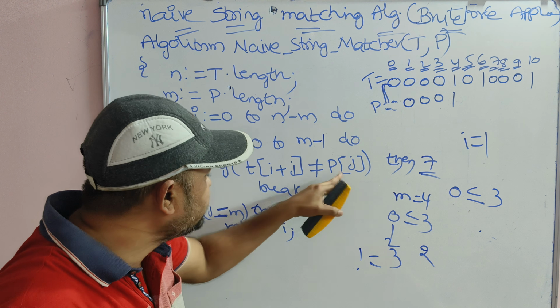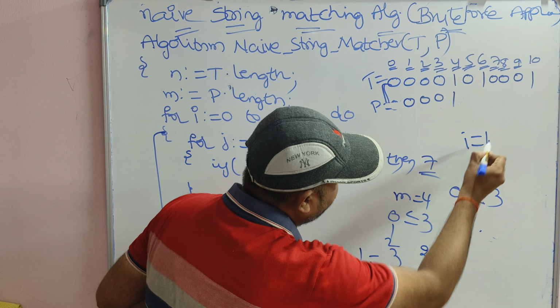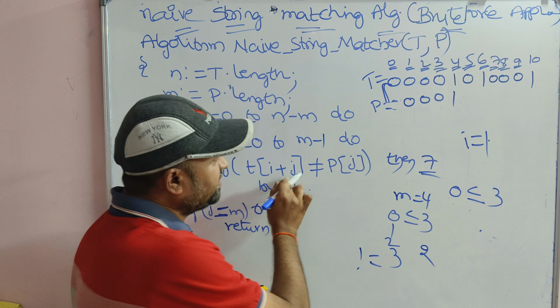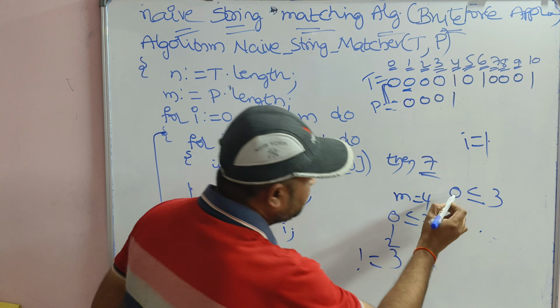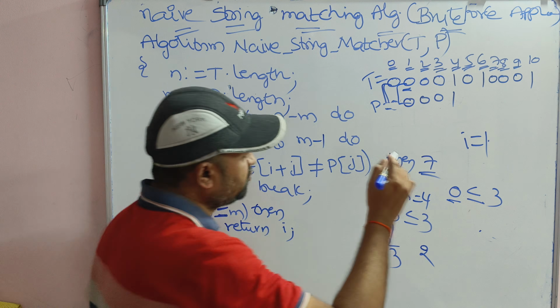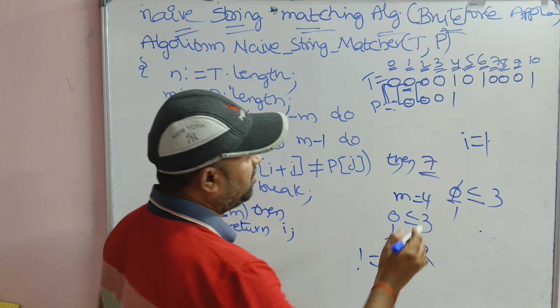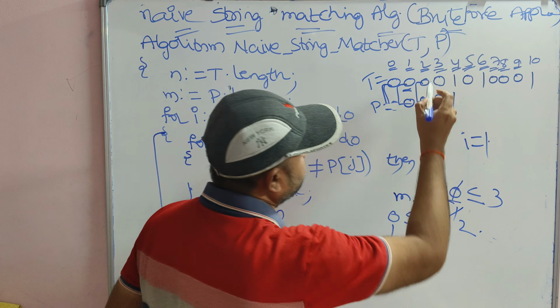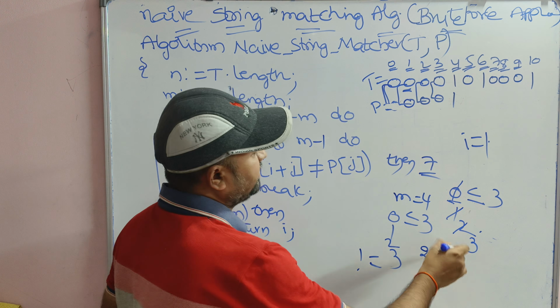So what will happen now? If t of i plus j is not equal to p of j. What is t of i plus j? 1 plus 0, 1 plus 0 means 1. So t of 1 means this 0, not equal to p of j, p of 0. 0 not equal to 0. False. So now what will happen? j plus plus, j is 1. 0 not equal to 1, false. Next j plus plus, j is 2. 0 not equal to 0, false. Next j plus plus 3.